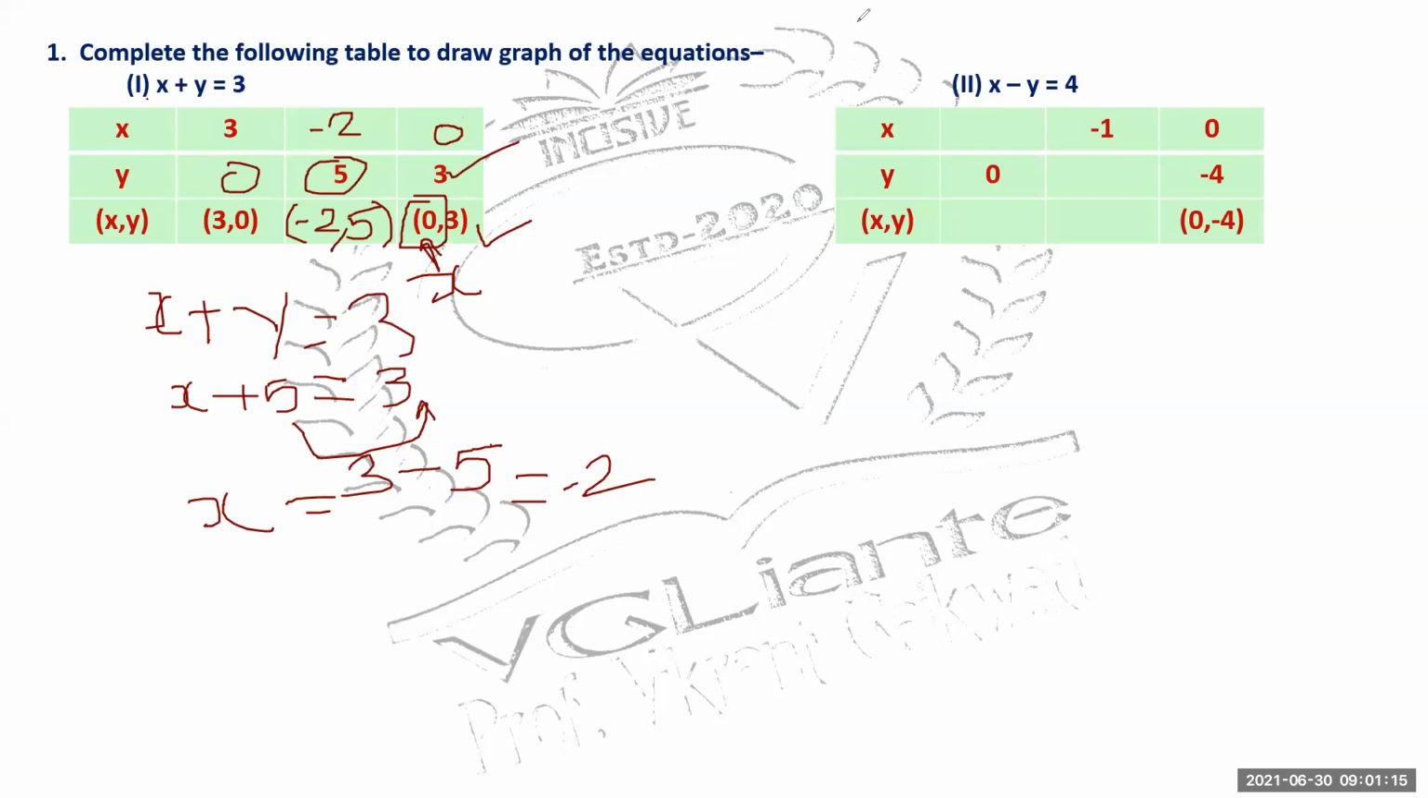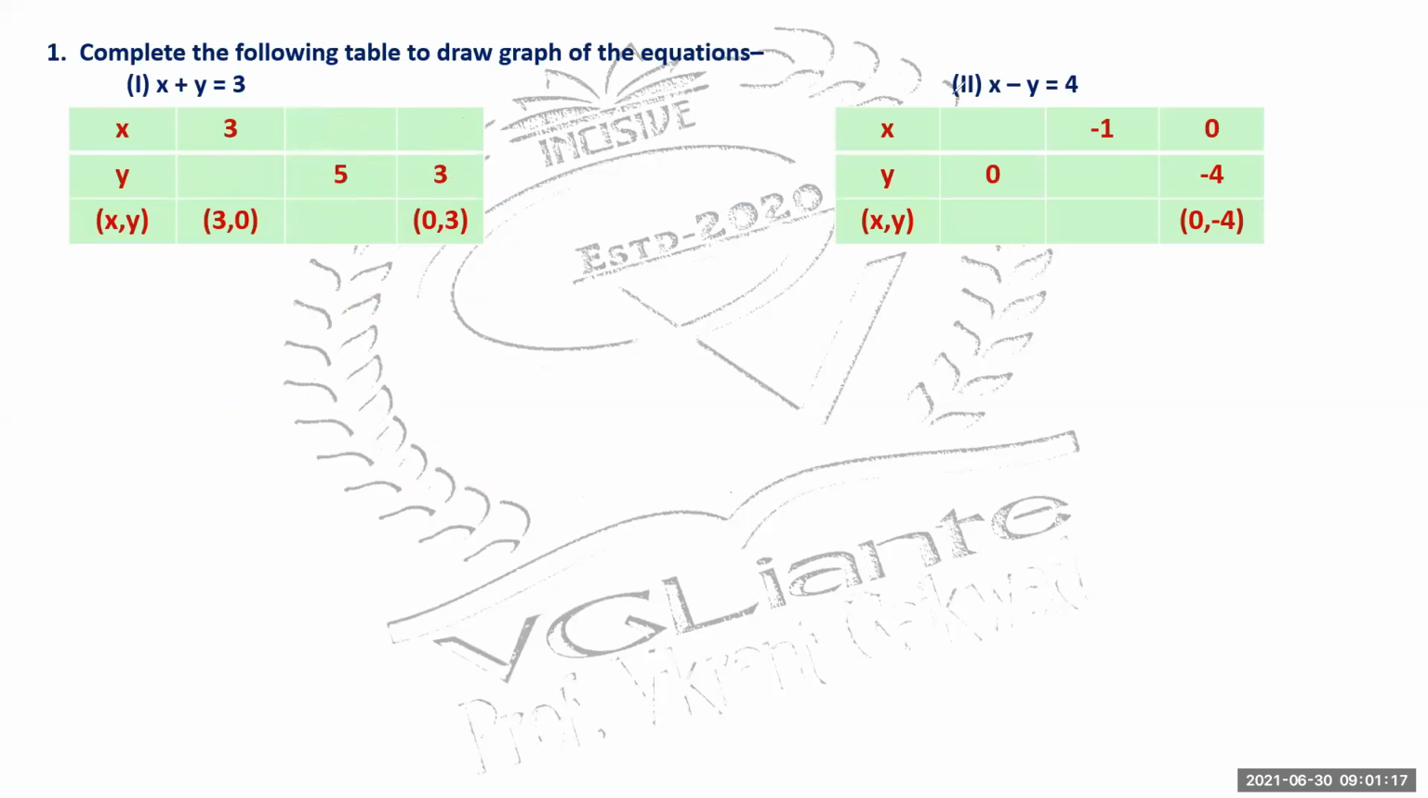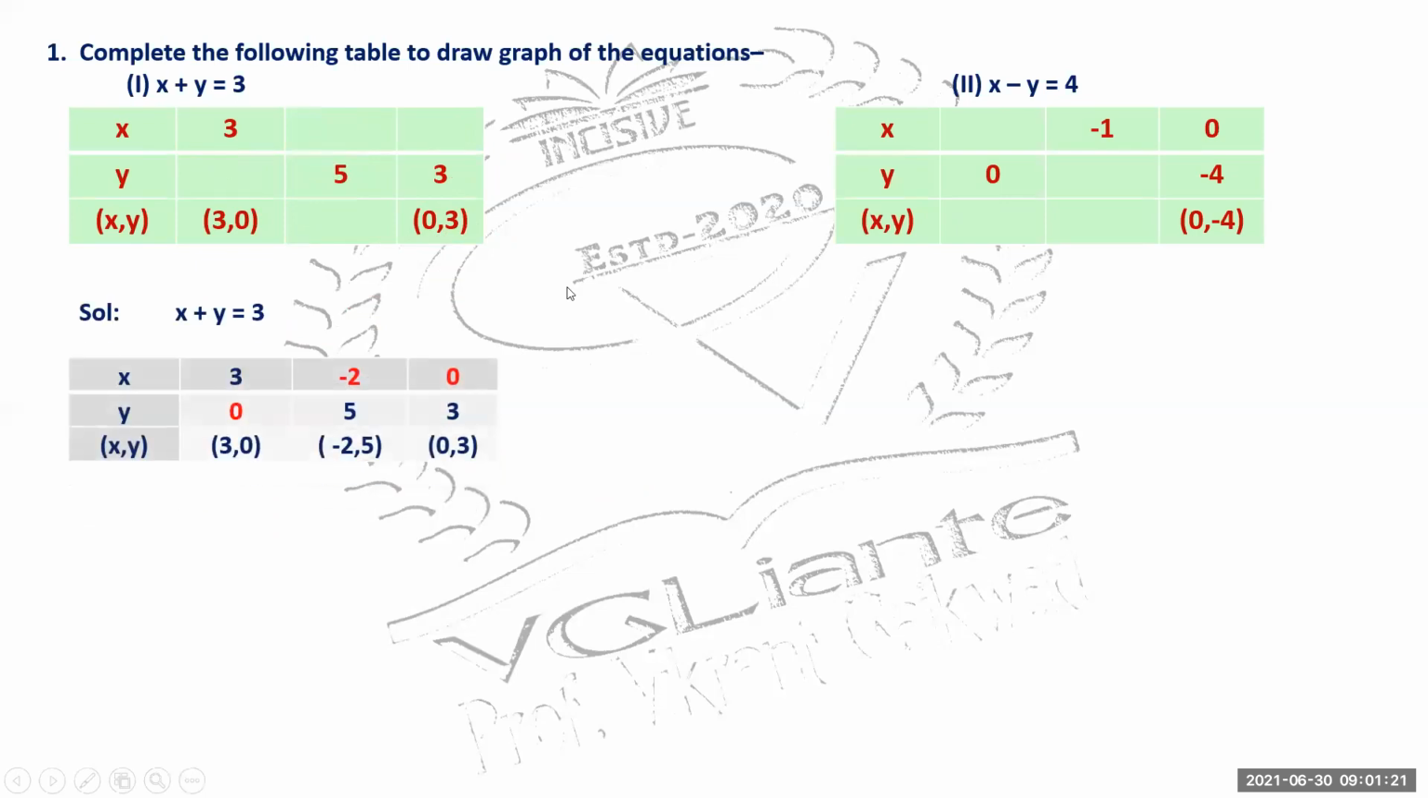Understood? See, this was very easy. You can get full marks in this kind of questions. Check. In this way you are going to complete the table. Now we'll move ahead to the next table.